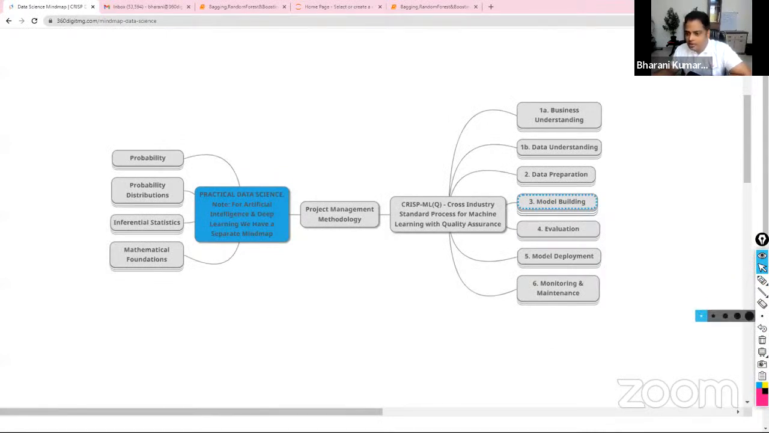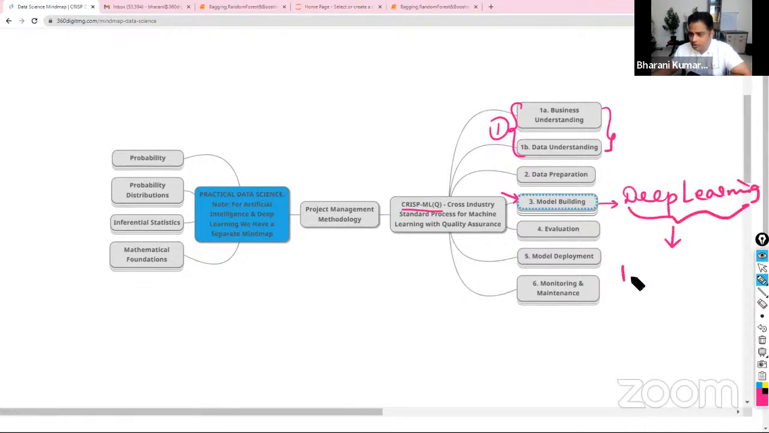So a quick recap. We have understood the CRISP-MLQ framework. We understood that this framework has 6 phases, phase 1, 2, 3, 4, 5, and 6. And we also understood that we would talk predominantly about model building. And within this, we would be predominantly talking about deep learning. Within deep learning, we'd be talking about neural network algorithms. This is what our focus would be.